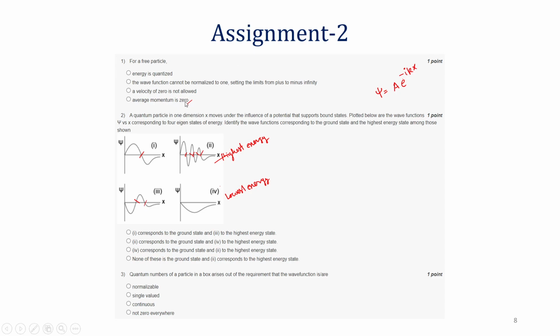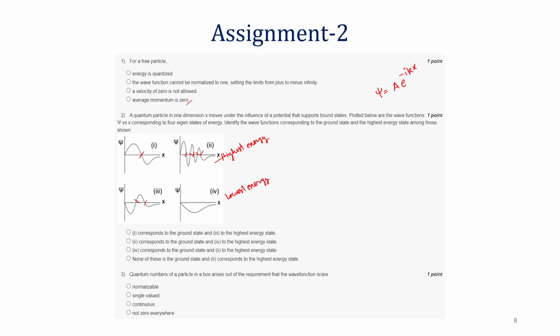But here, the average momentum is not zero because we can't calculate it, and a velocity of zero is not allowed. You cannot find it is a different thing from saying it is not an option. Saying average momentum is zero means you are saying that we can't define it. It is undefined, right? We cannot find it by the expectation value formula. It just means we cannot calculate it.